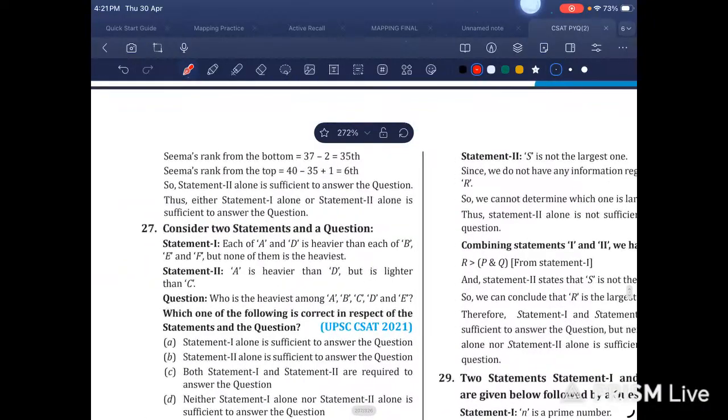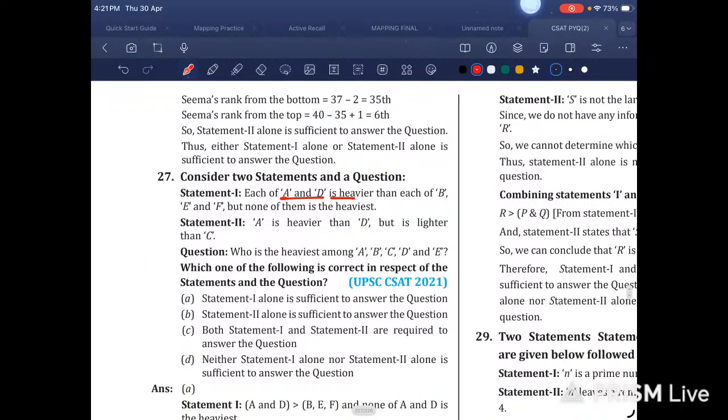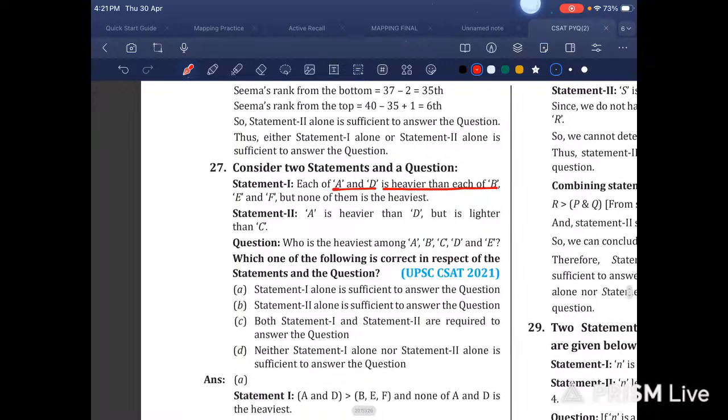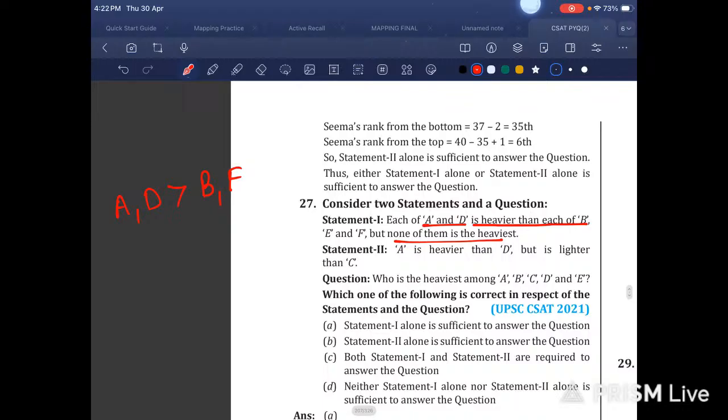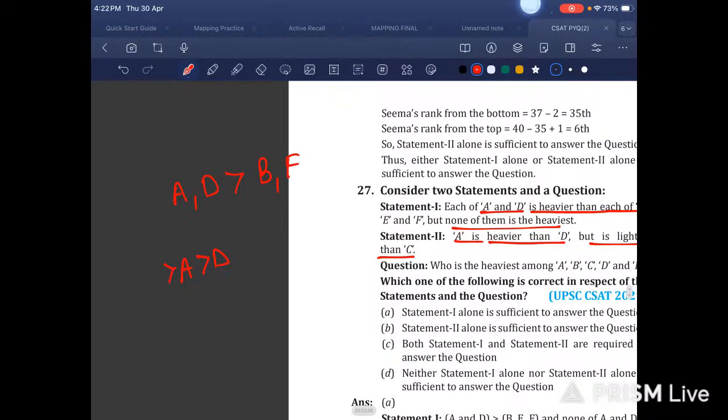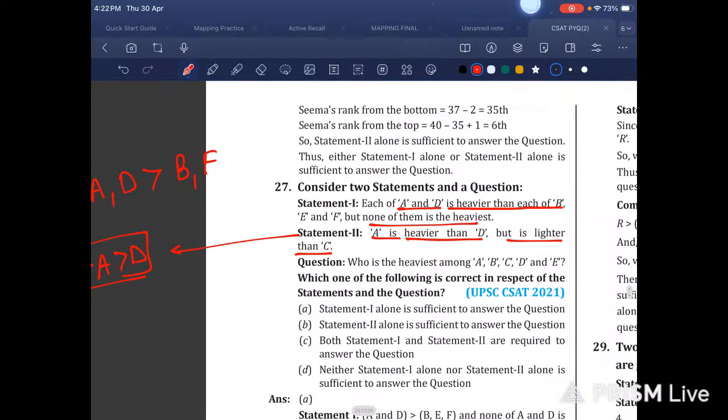Now let us move to question number 27. Each of A and D is heavier than each of B and E, but none of them is heaviest. Statement 2: A is heavier than D but is lighter than C. Who is the heaviest? By this statement we cannot answer.